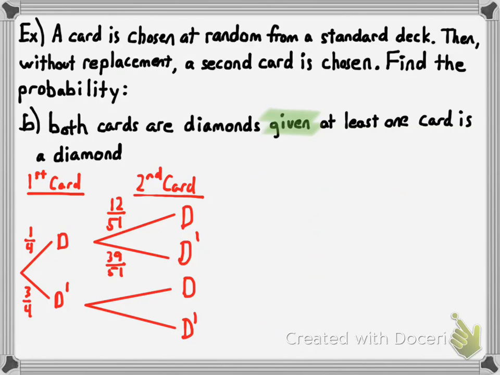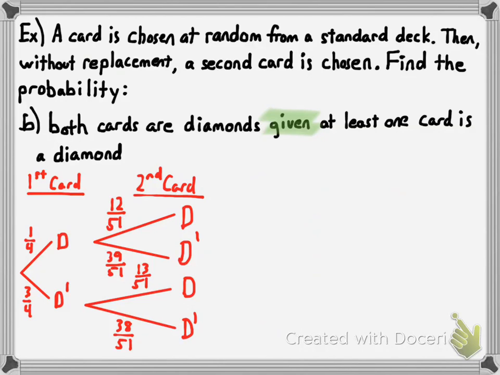And then let's say that we did not draw a diamond the first time, so you'd still have all 13 diamonds in the deck. What would be the probability that you do get a diamond the next time? It would be 13 out of 51. And now you would only have 38 non-diamonds remaining out of the remaining 51 cards. There you go.